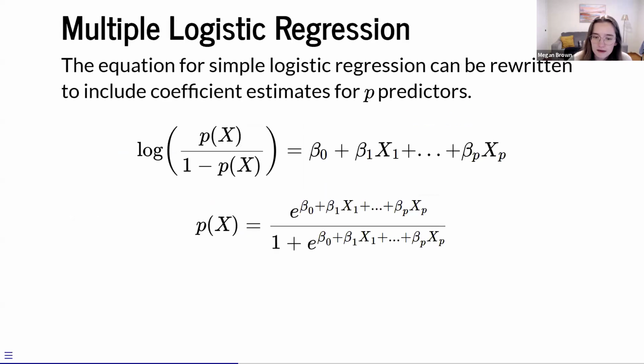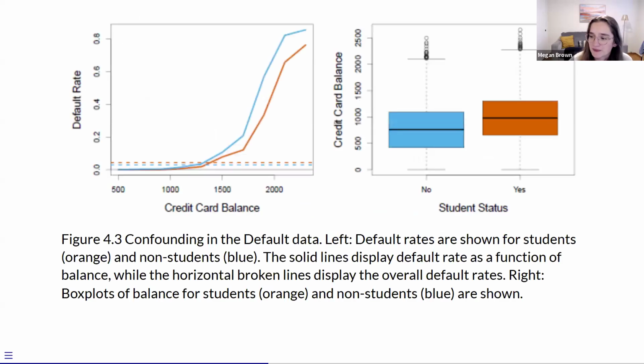And then you can also add, in order to get to multiple logistic regression, multiple predictors to the formula. And then there were just some cautions against only using one predictor when many may be relevant. And their example was taking into account whether or not students were taken into account in the model.